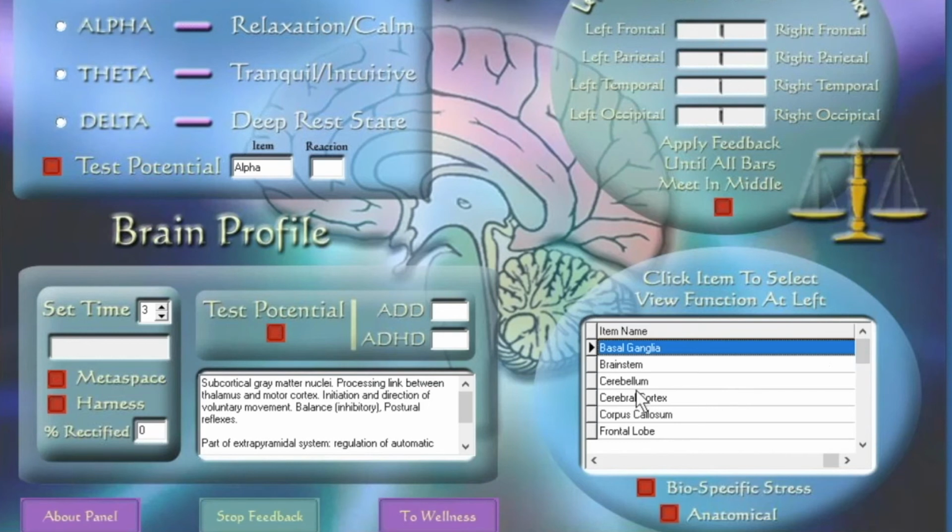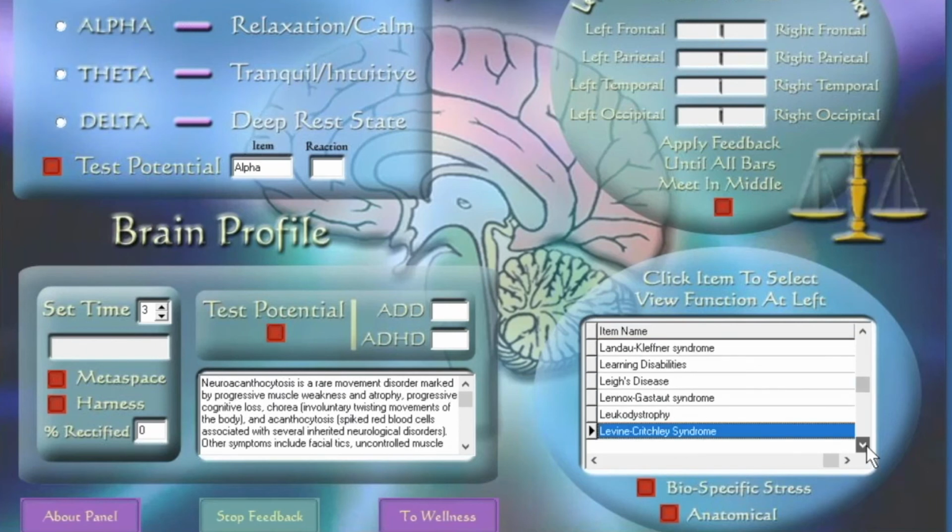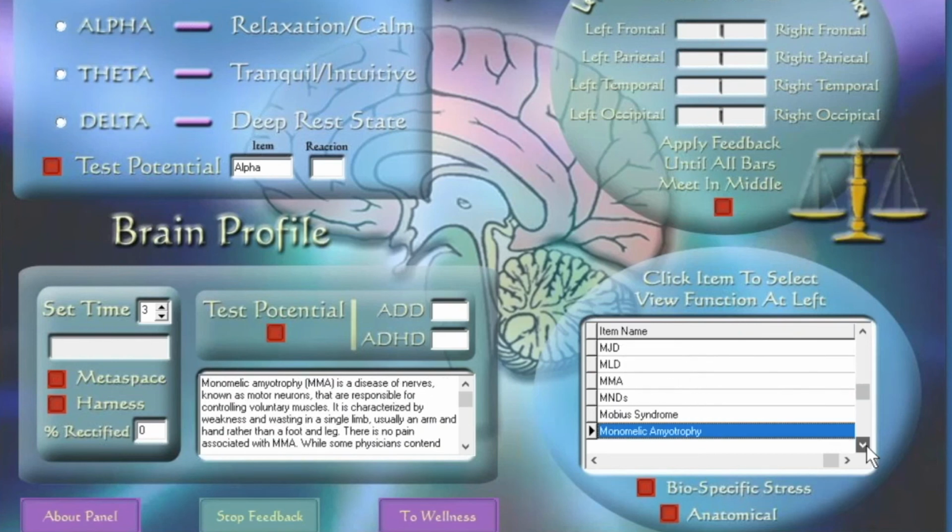You have all these frequencies at your fingertips, and then there's the biospecific, just conditions, really. Just be aware that these are there, okay?